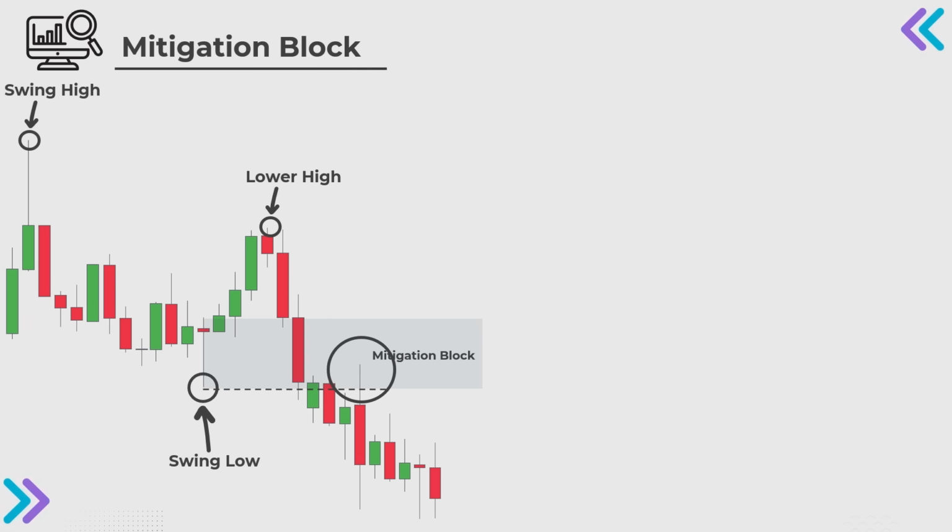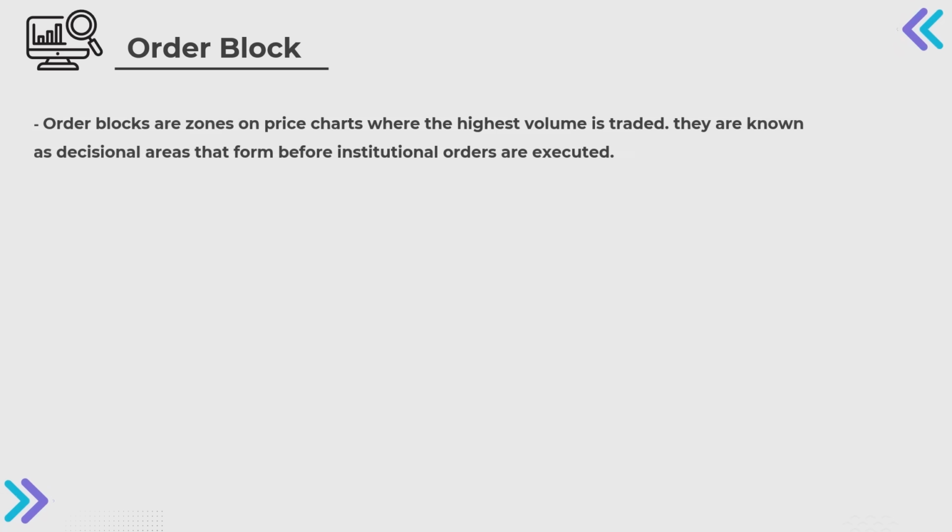Now, let's move on to the next concept: order block. Order blocks are zones on price charts where the highest volume is traded. They are known as decisional areas that form before institutional orders are executed in the market. Usually, price returns to these zones and often reacts and reverses in the opposite direction.